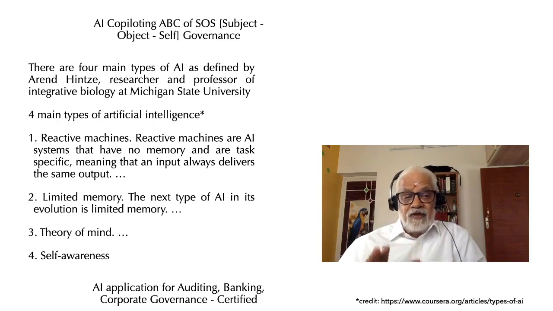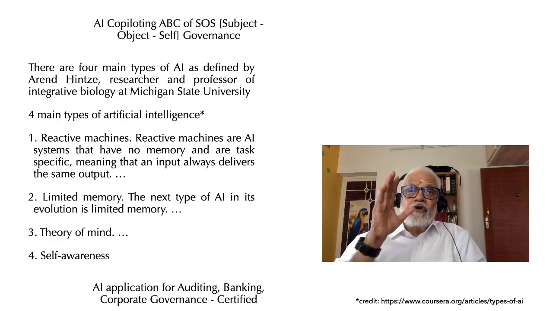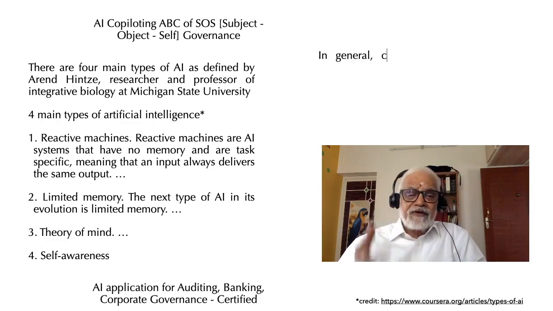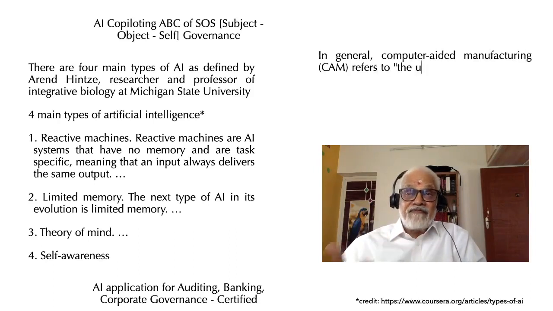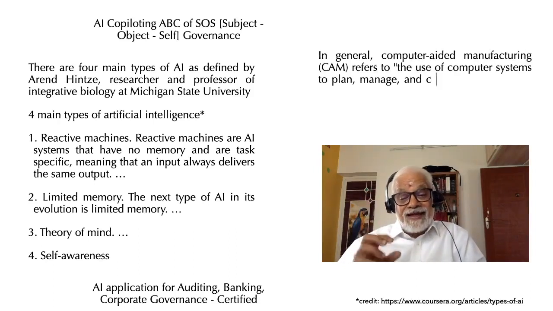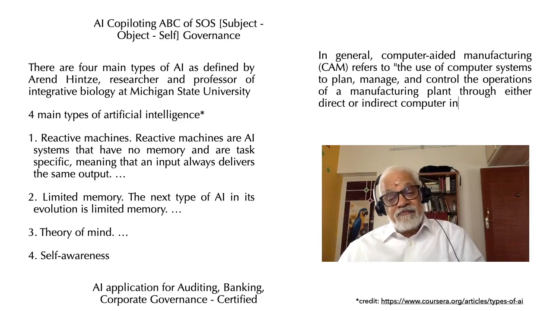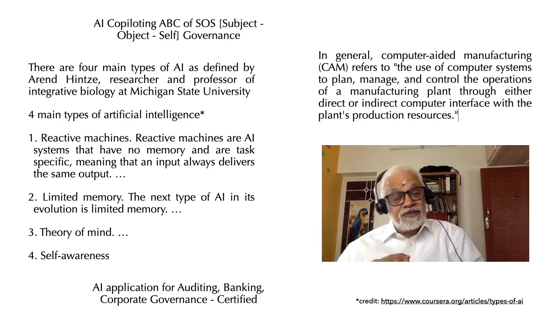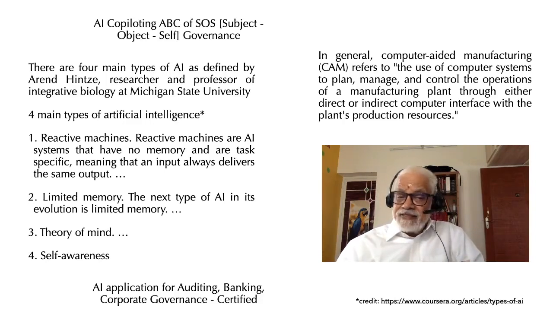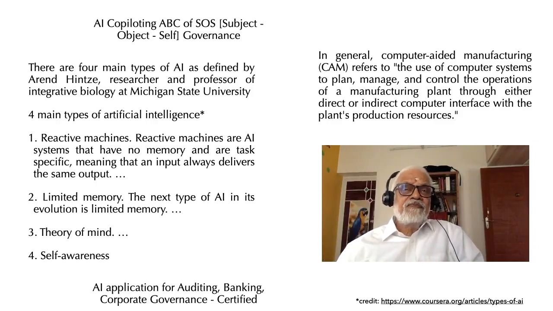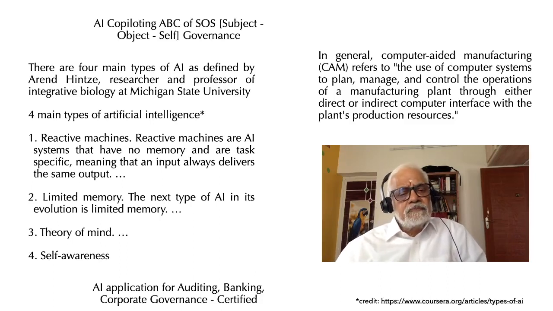So as of today, we have reactive machines, which are used in automobile companies, manufacturing, and what they call computer-aided manufacturing: the use of computer systems to plan, manage, and control the operations of a manufacturing plant through either direct or indirect computer interface with the plant's production resources. That is the reactive machines. It is there everywhere. It has been there since I learned the Autocoder language from IBM in 1967 or 68, when the first computer came to India. So the reactive machines are already there.